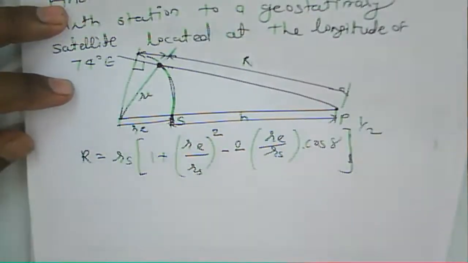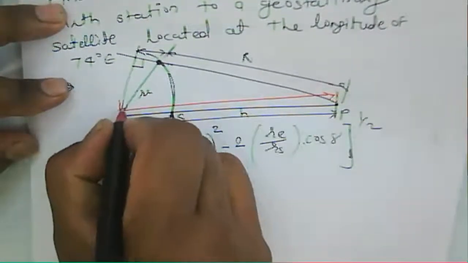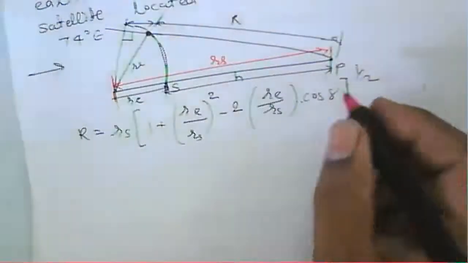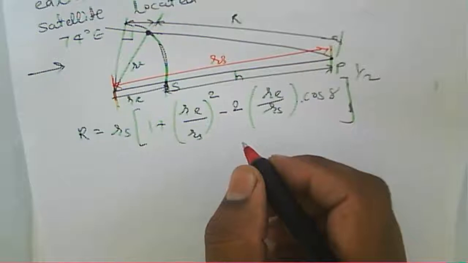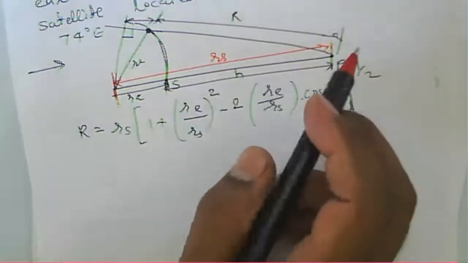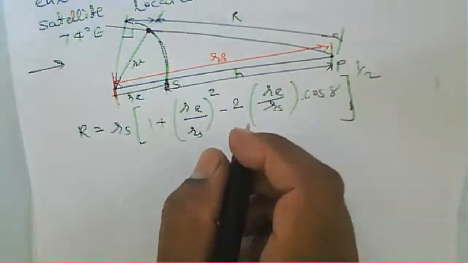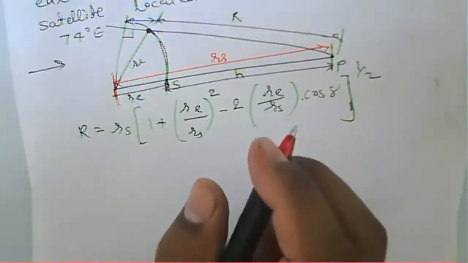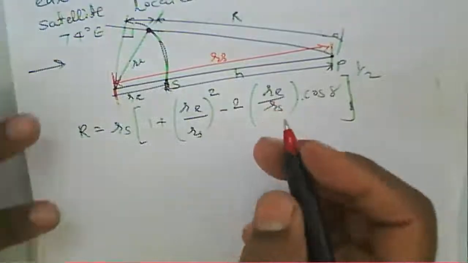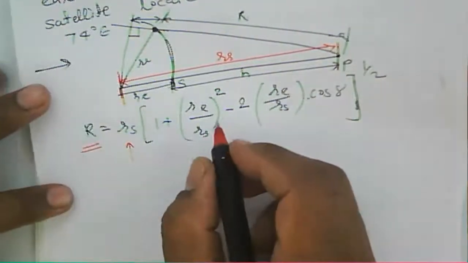Our aim is to find the distance from the center to this, and that is your RS. Generally somewhere we have mentioned it as R only. That is the radius of the geostationary orbit, RS, from the center of the Earth. So to find the slant range, we should know what this RS will be.